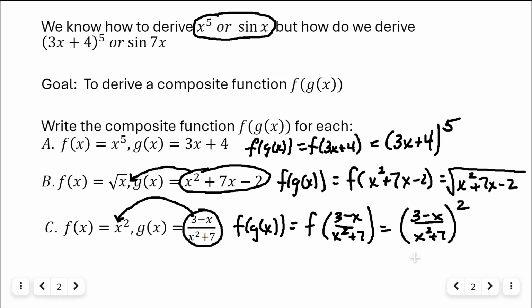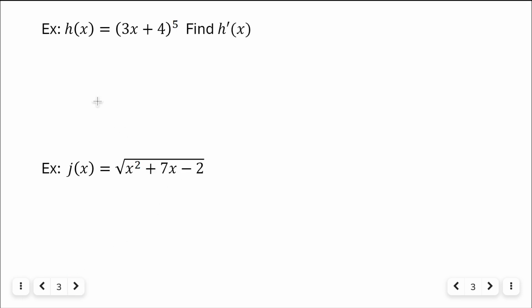So we just wrote down f of g of x. Now the goal is to derive these three things, so we're going to do that in just a minute. But what I want you to understand is how you take the inside function, g, and put it inside of f. g goes inside of f, so that you can understand that there's an inside function and there's also an outside function. Okay, so now let's go ahead and call h of x (3x plus 4) to the fifth.